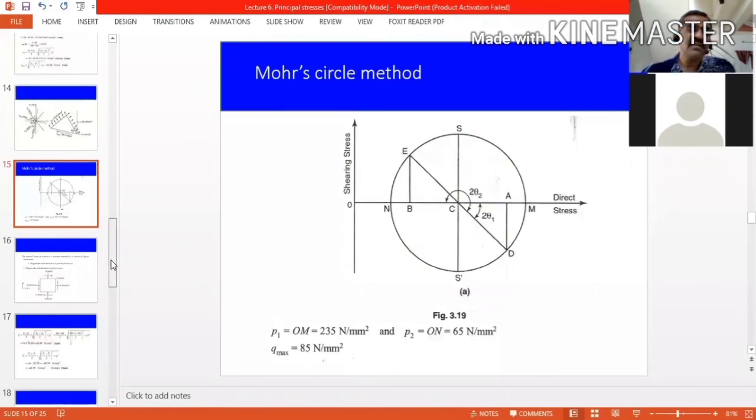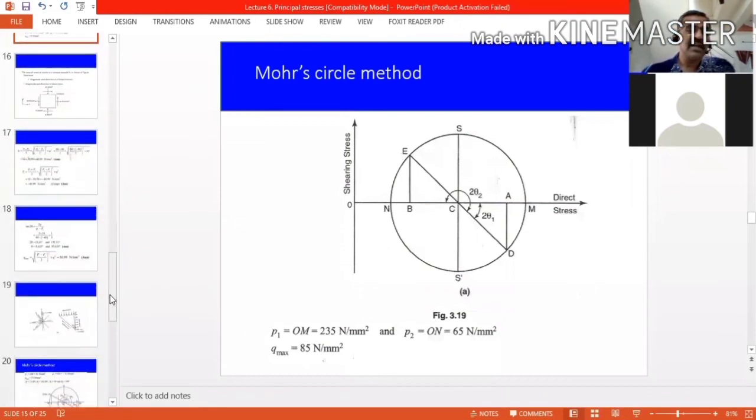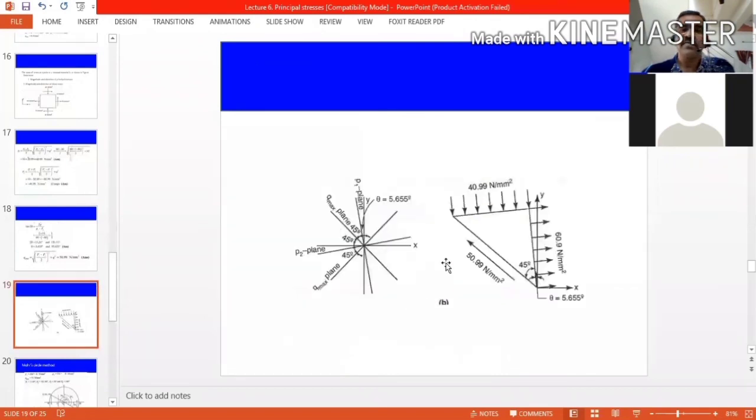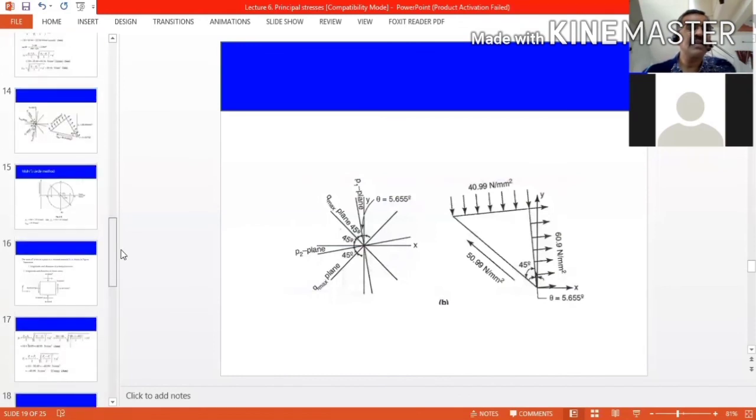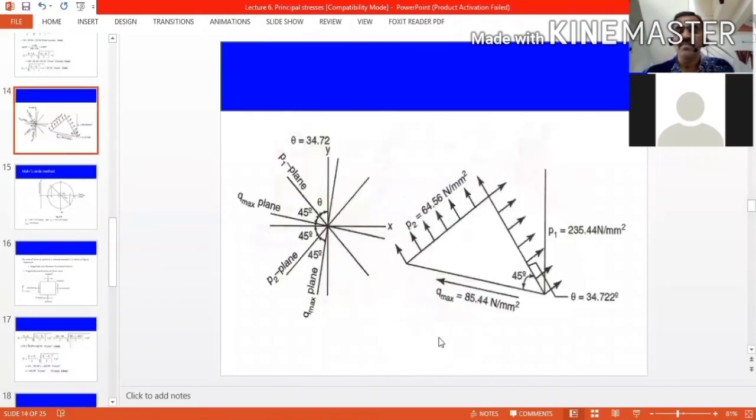These are all the calculation, right? Finally, you would represent graphically like this. You got to represent like this.